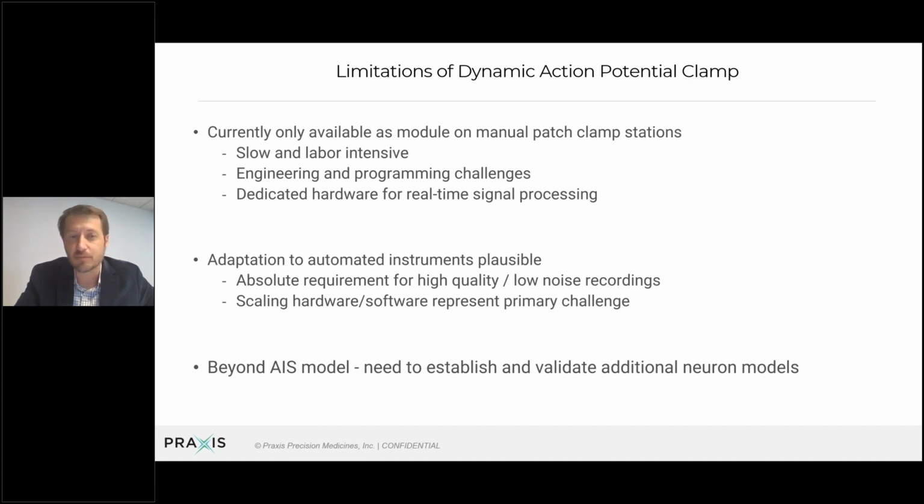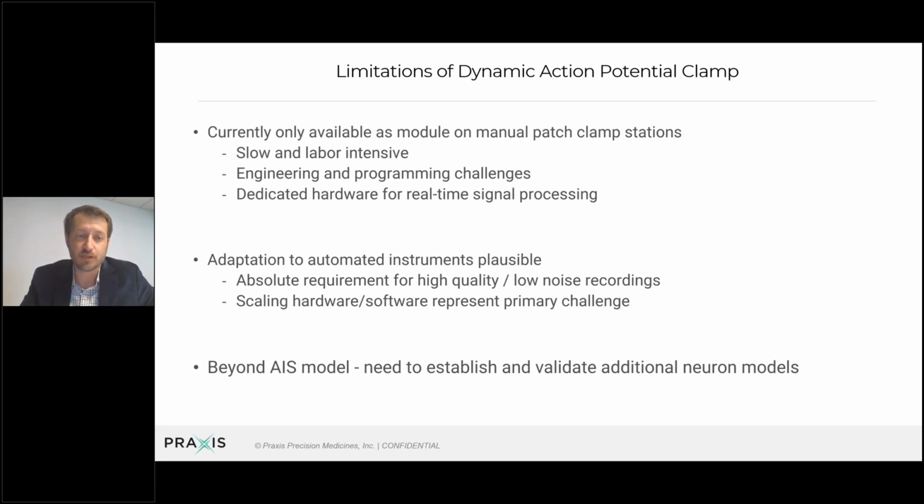There are engineering and programming challenges. You have dedicated hardware, which is a bolt-on box, so it's not too onerous, but it is still dedicated hardware for this real-time signal processing. Adapting this to automated instruments is plausible, and I know there's some work going on there, but there is the absolute requirement for high quality, low noise recording. So it will be limited in the ability in these automated platforms to set up the recording condition in a way that's of sufficient quality. Still, just scaling the hardware and software represents a primary challenge here.